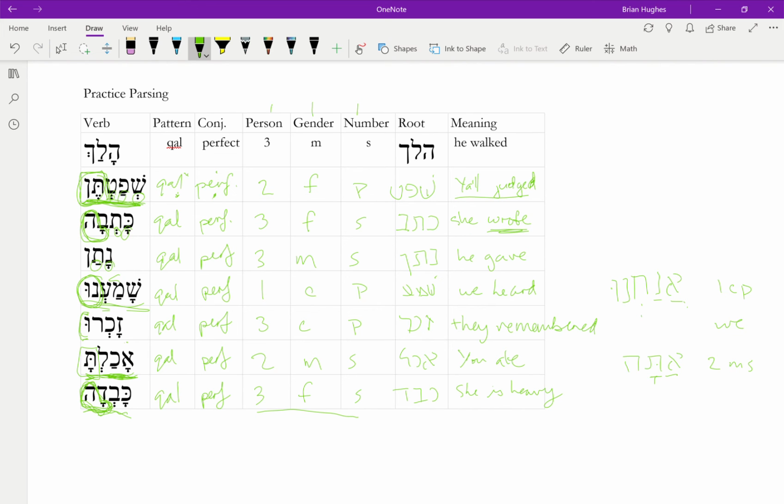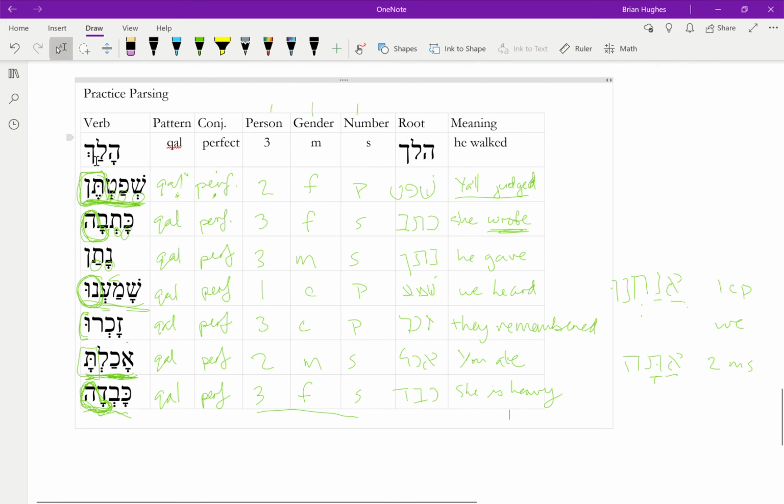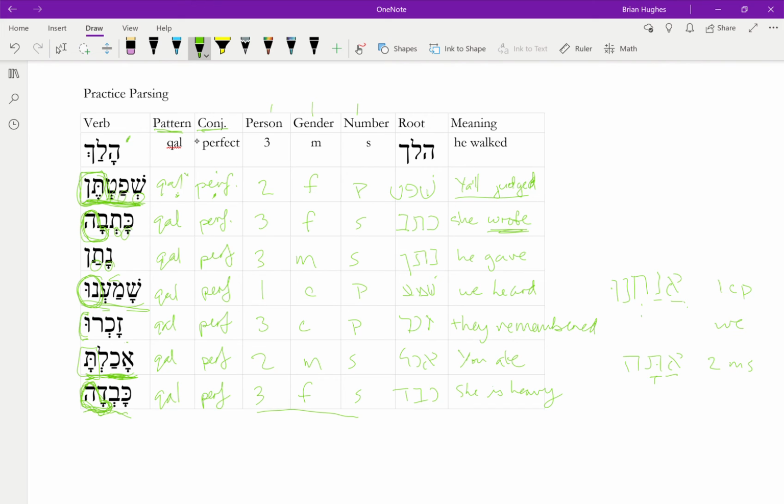Okay, so that's an example of the whole activity of parsing. Let me try and silence my phone so it's not bothering you for the last 30 seconds of this video, where we take a verb and then we break it down into its pattern, its conjugation, how it is marked for person, gender, and number, what the root is, and we put all that together into the meaning.